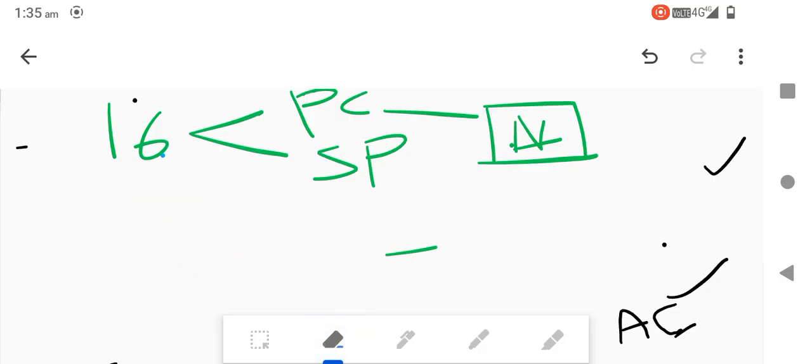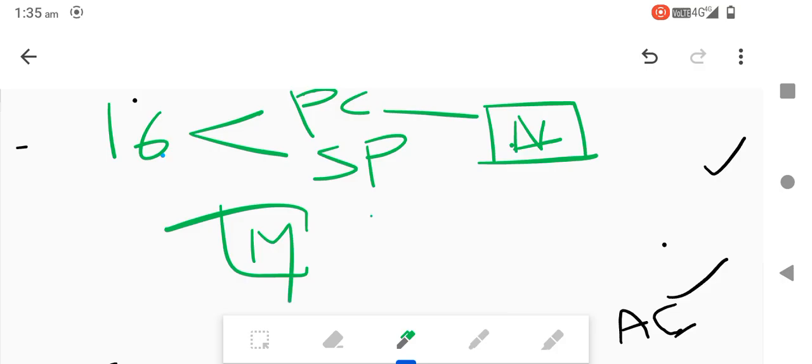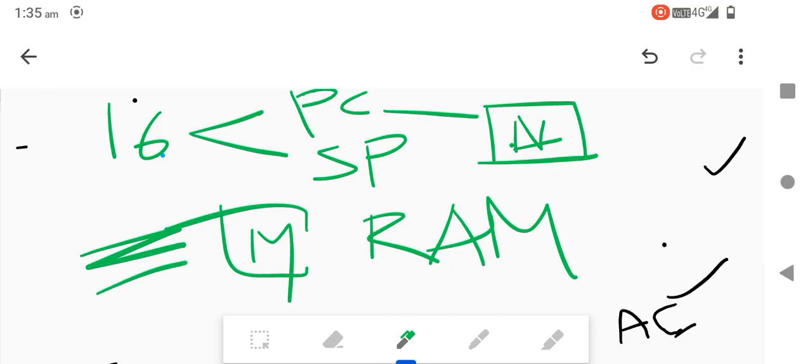Stack pointer. The stack is a reserved area of memory in the RAM, random access memory, where temporary information may be stored. A 16-bit stack pointer is used to hold the address of the most recent entry. So this is the stack pointer.